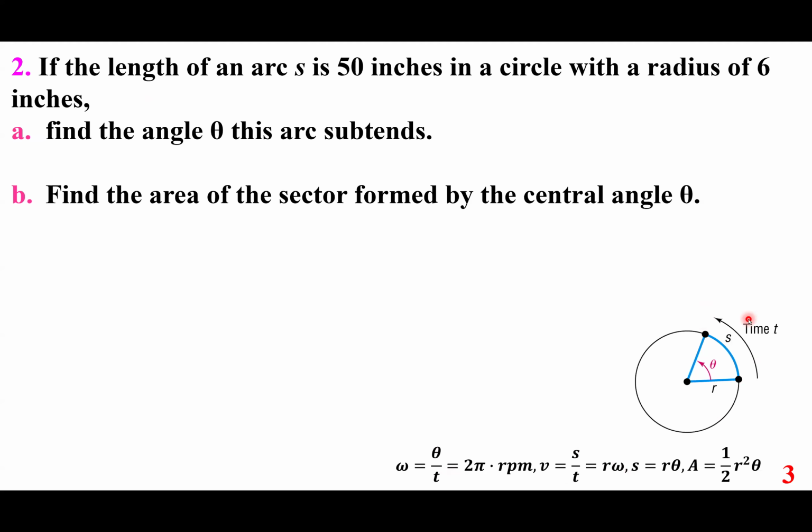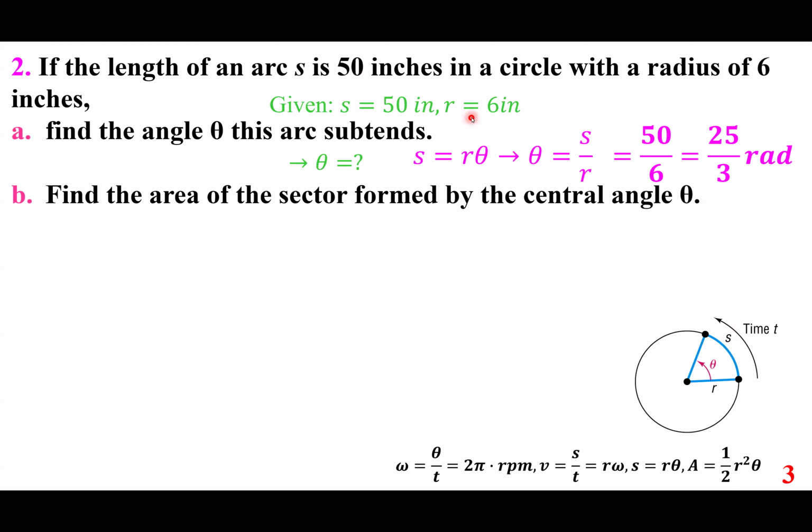And so what is given? Given is s equal to 50 inches, and the radius r is 6. So we are looking for theta, therefore s equals r theta is used. Theta is s over r, so the ratio of 50 to 6 is 25/3. Precise answer, and it's in radians.